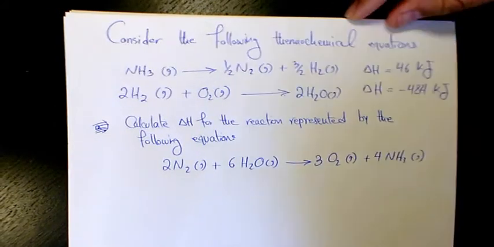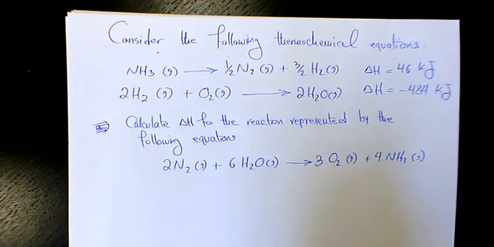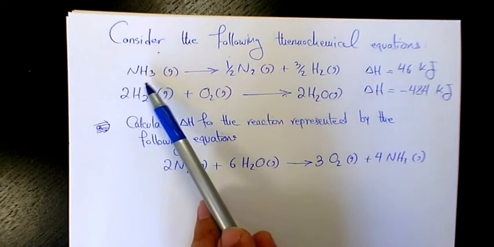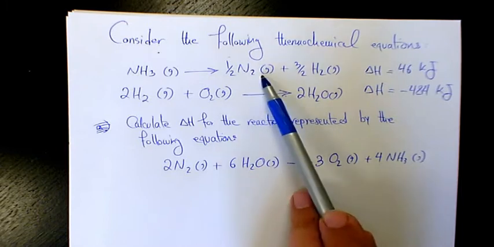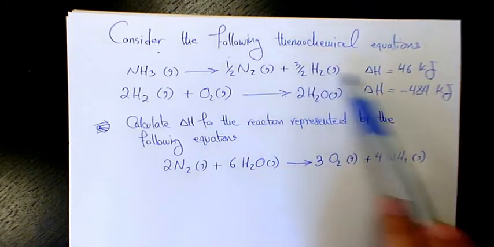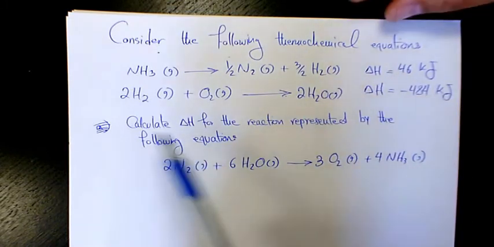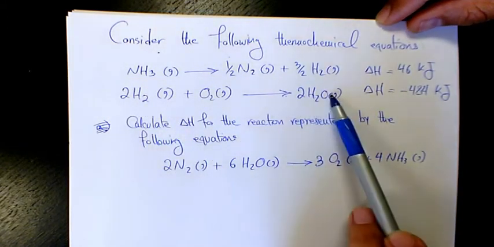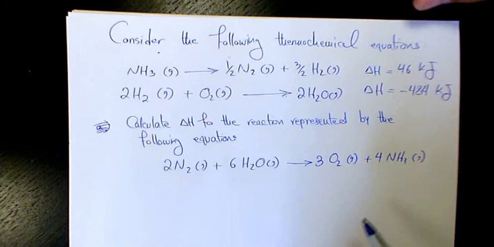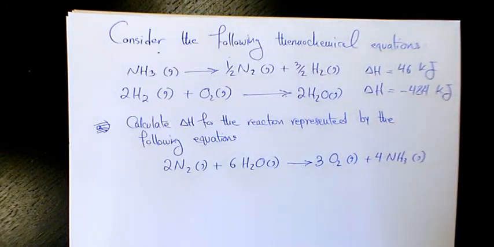Okay, next example, it says consider the following thermochemical equations. Ammonia, NH3, gas phase, gives us 1/2 N2 plus 3/2 H2, and delta H is 46 kilojoules. The second reaction, 2H2 plus O2 is going to give us 2H2O, and delta H is negative 484 kilojoules. Calculate delta H for the reaction represented by the following equation.